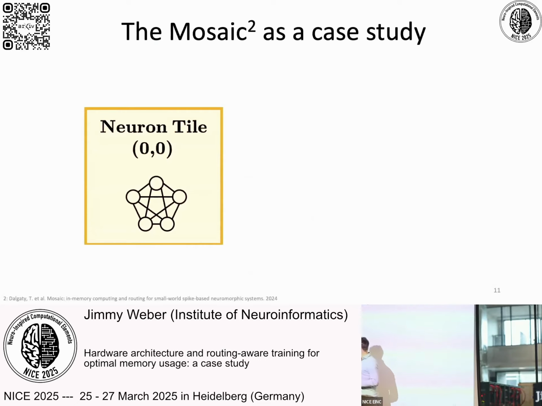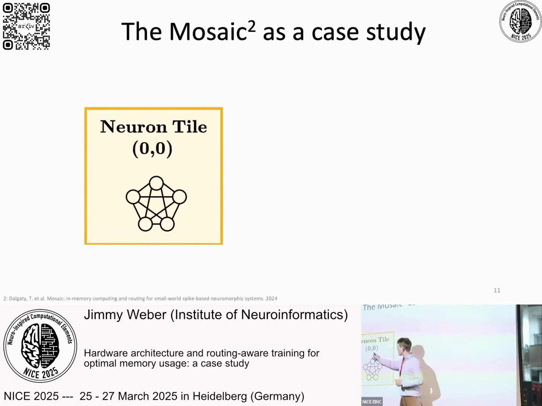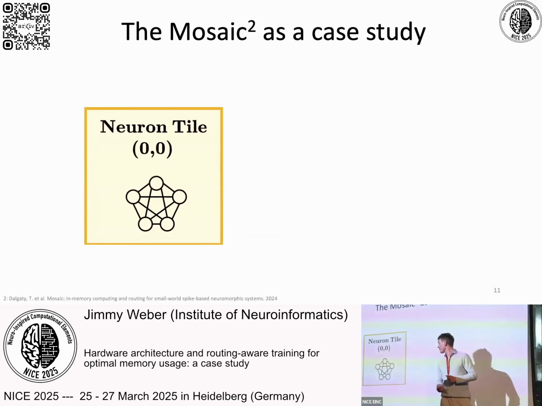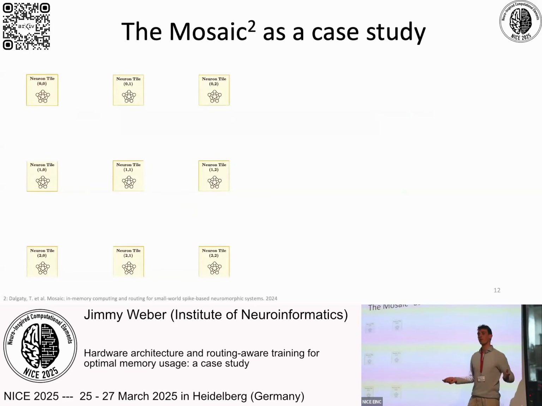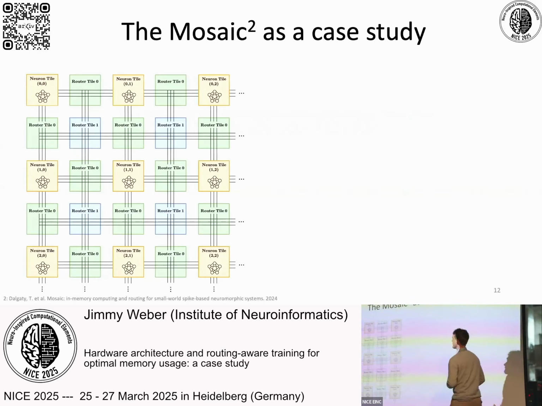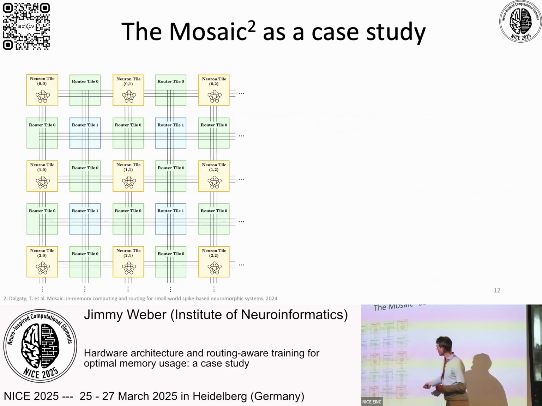It consists of a neuron tile, which is a population of neurons. We're going to have several of those populations, several of those neuron tiles, connected by router tiles, right? That's why it's called Mosaic, because you have a beautiful mosaic here.